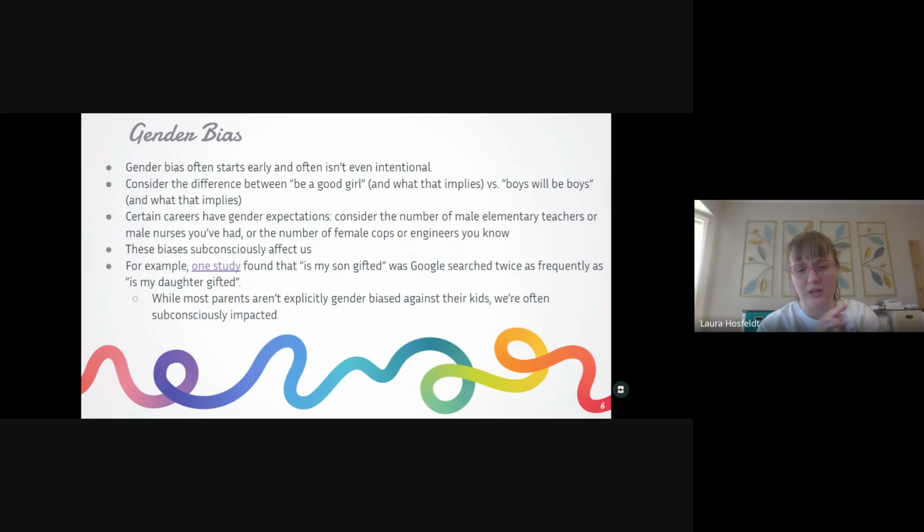For example, if you click on the hyperlink, you can read the study on your own. But one study found that "is my son gifted" was Google searched twice as frequently as "is my daughter gifted," meaning more people were likely to perceive their sons as being gifted than their daughters, which is also kind of problematic, right? So it's not that I'm saying most parents are explicitly gender biased against their kids, because I don't think that's the case at all.